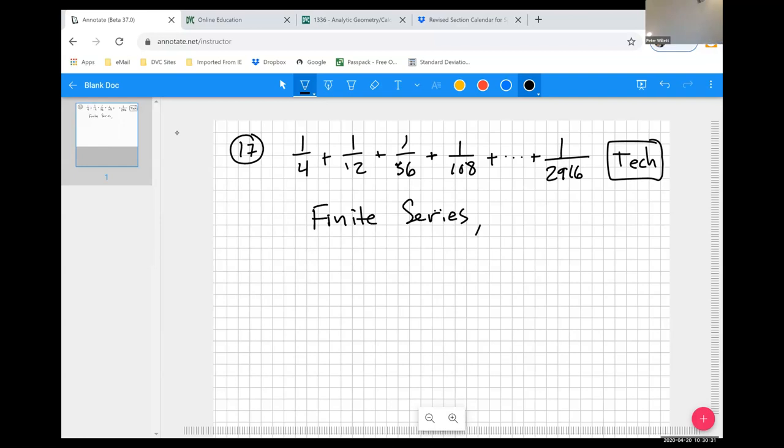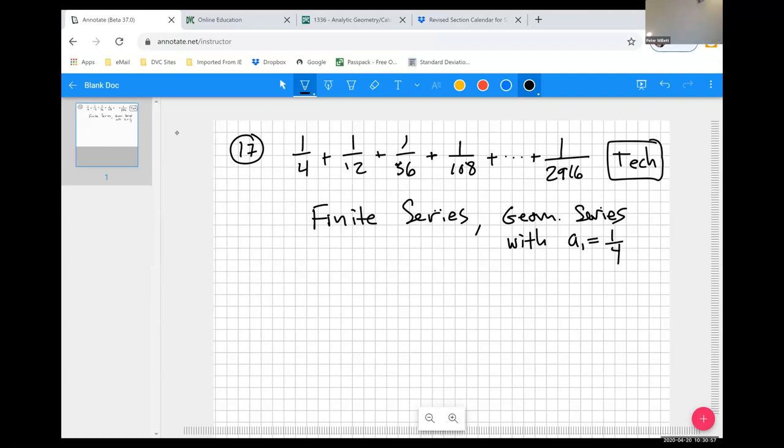And if you're adding up a finite series, especially if there's a dot, dot, dot in the middle where you don't really know what those terms are, if they're not explicitly listed, then how do you figure that out? You have to recognize some sort of a pattern. And the pattern in this case is to recognize that this is a geometric series with the first term equal to 1/4.